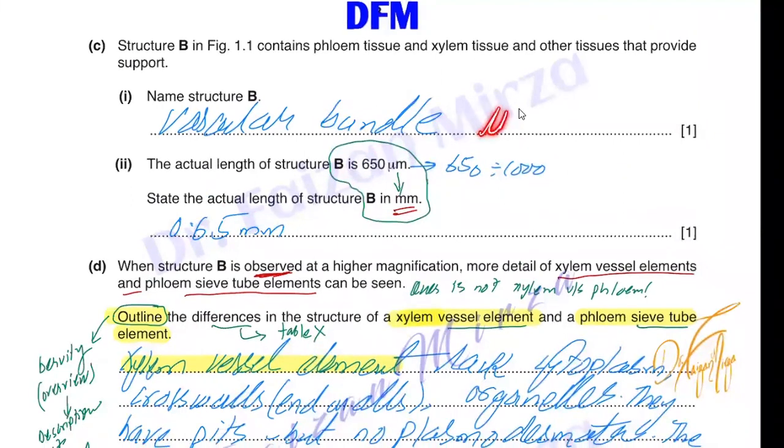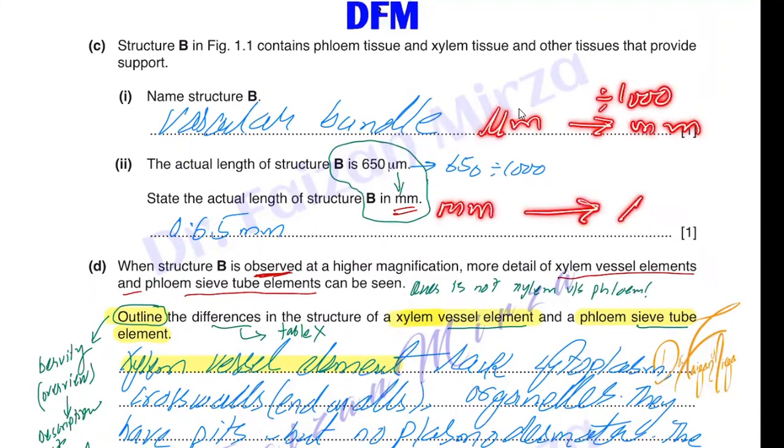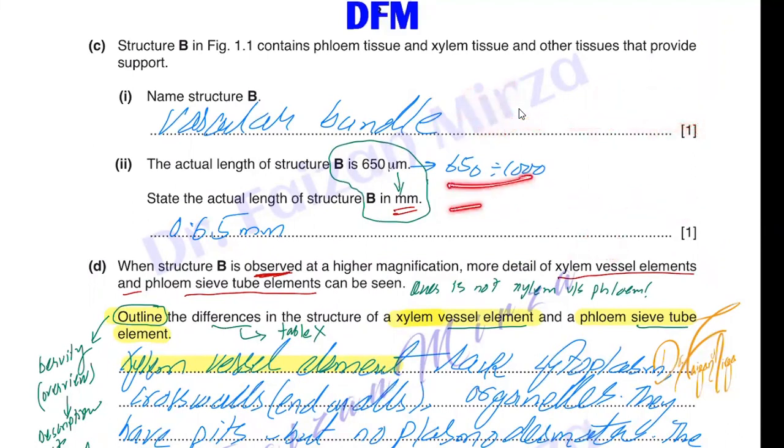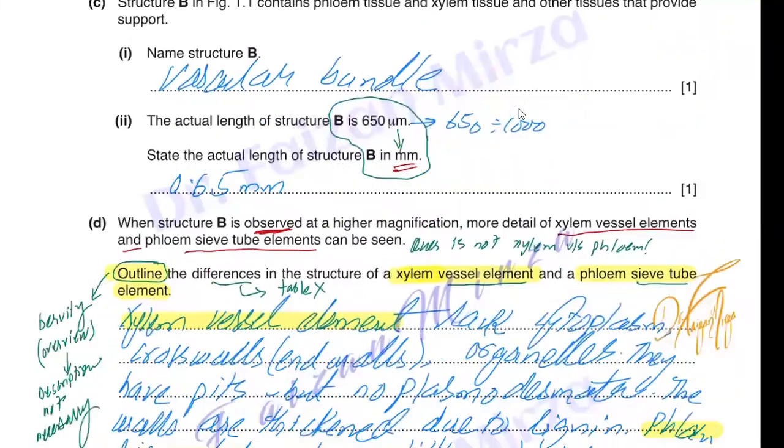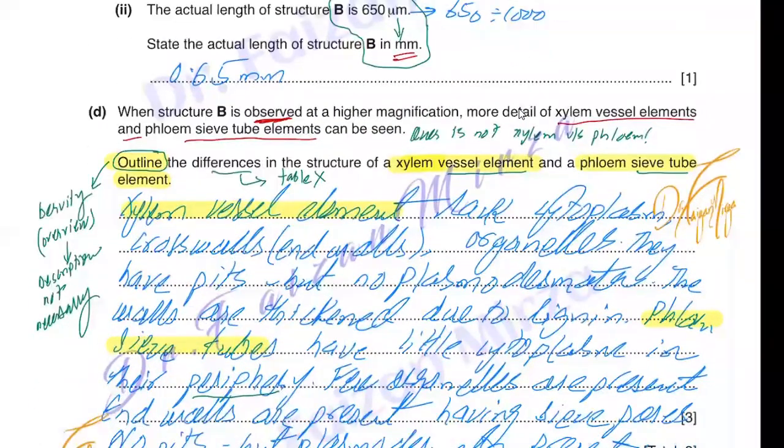So whenever you are going from micrometer to millimeter, you always divide by 1,000. And when you are coming from millimeter and going to micrometer, you will just multiply by 1,000. So in this case, this part is asked. So what we'll do is show the division and mention the answer.